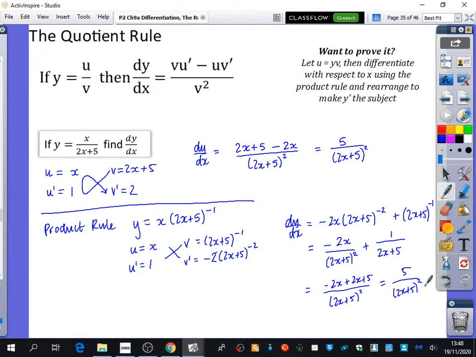So it's kind of nice to see the quotient rule is just like a different form of the product rule, but the quotient rule is going to keep things neater. Look how neat this is versus the amount of work that needed to be done here with the product rule. Okay?